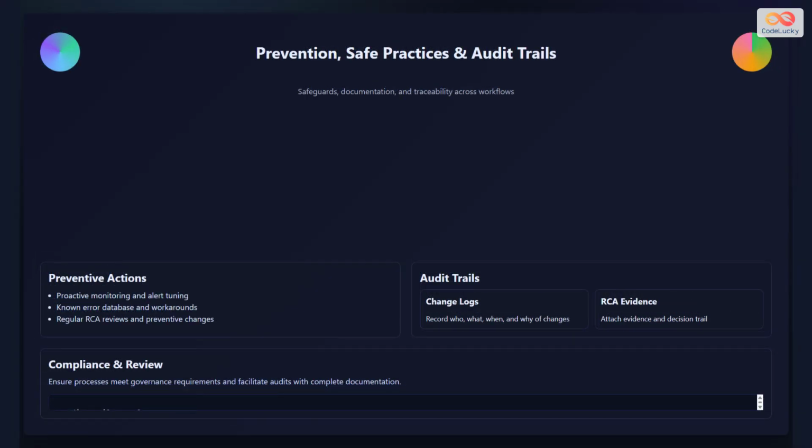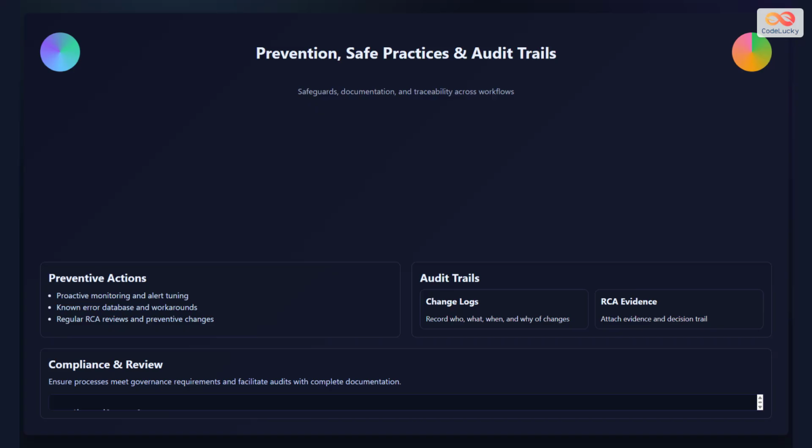Prevention is better than reaction. Proactive monitoring and alert tuning help detect issues before they impact users. A known error database and documented workarounds speed up resolution when similar incidents occur. Regular root cause analysis reviews ensure lessons are learned and preventive changes are implemented.